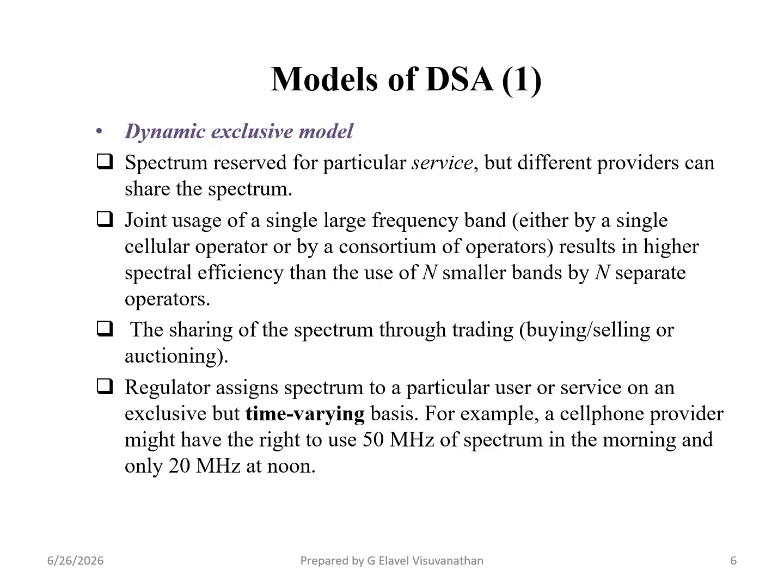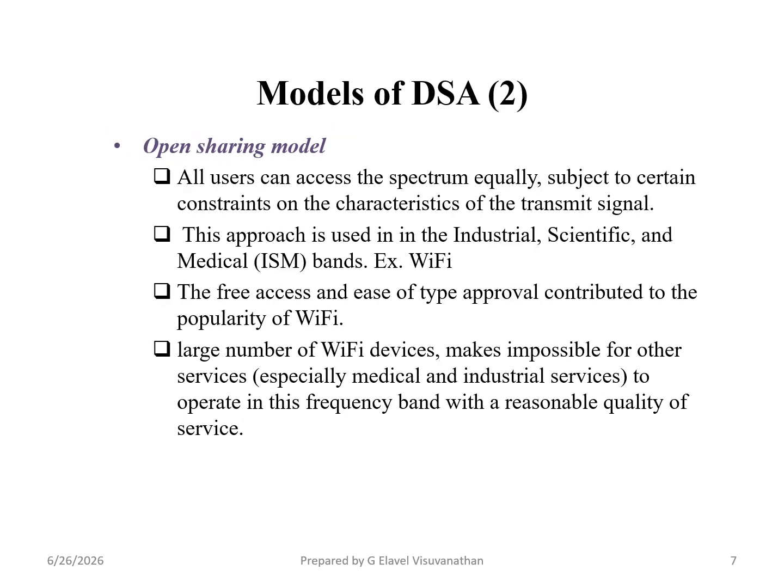Next. Second model. First model dynamic, second model open sharing. All users can access the spectrum equally, subject to certain constraints on the characteristics of the transmitting signal. By the name itself, you can assume it is going to be an open call. Open call means it is going to be available for all users depending upon the usage. Whenever the spectrum is free, they can use it for their own communication.